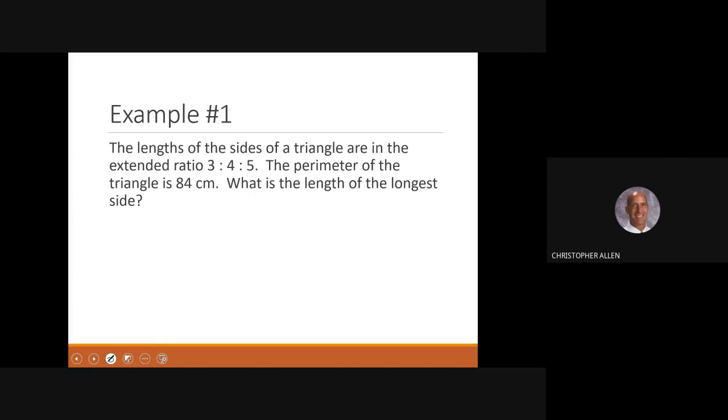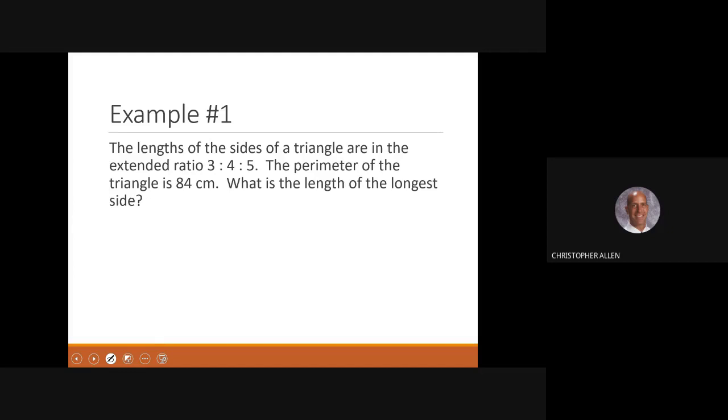So let's look at example number 1, which actually is an extended ratio, because look how many things I'm comparing: 1, 2, 3. It says that the lengths of the sides of a triangle are in the extended ratio 3, 4, 5. The perimeter of the triangle is 84 centimeters. What is the length of the longest side?